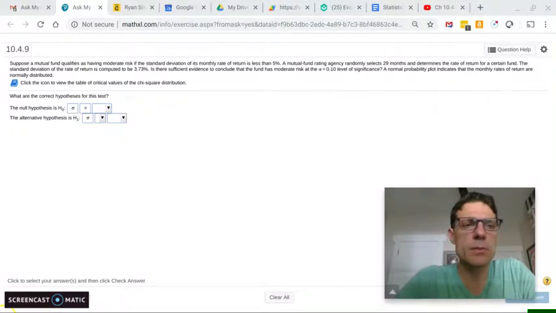So a student sent me this question, and just wondering how to set up the null and the alternate hypothesis. And this one's tough. You kind of read it out of the problem, and it's not obvious.